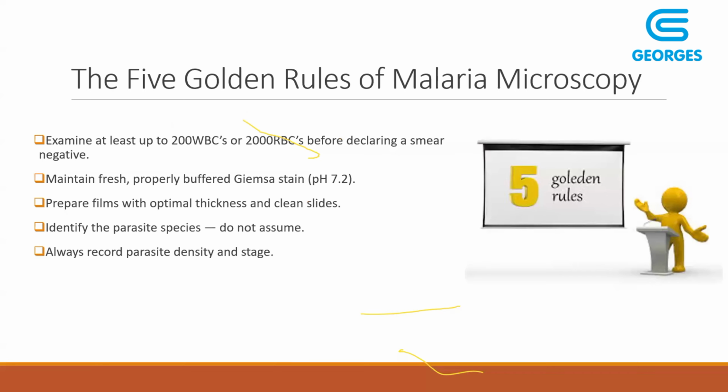So we have the 5 golden rules for malaria microscopy. So rule number 1, examine up to 200 WBCs or 2000 RBCs before declaring a smear negative. So ensure you have examined a smear in totality before declaring it negative. And then maintain fresh, properly buffered Giemsa stain at a pH of 7.2. And then prepare films with optimal thickness and use clean slides.